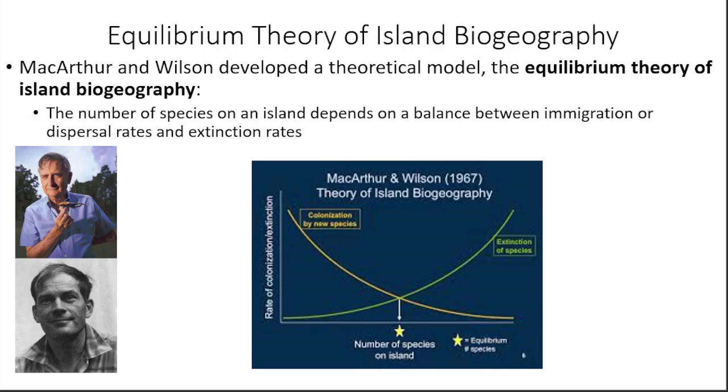So, the equilibrium theory of island biogeography. MacArthur and Wilson developed a theoretical model called the equilibrium theory of island biogeography. The number of species on an island depends on the balance between immigration, or dispersal, rates and extinction rates. And you get to see the graph right below it that shows the rate of colonization and extinction on one axis, and the number of species on the island on the other axis, and how both lines interact with each other to come to an equilibrium point in the middle.